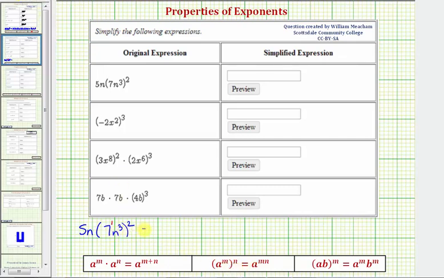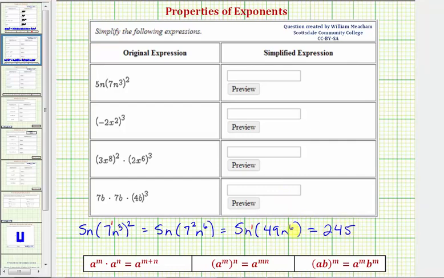So we would have 5n times 7 to the power of 1 times 2, or 7 squared, times n to the power of 3 times 2, which is 6. And since 7 squared is equal to 49, we'd have 5n times 49 n to the sixth. And now when we multiply here, remember n is n to the first, so we multiply the coefficients. 5 times 49 is equal to 245.